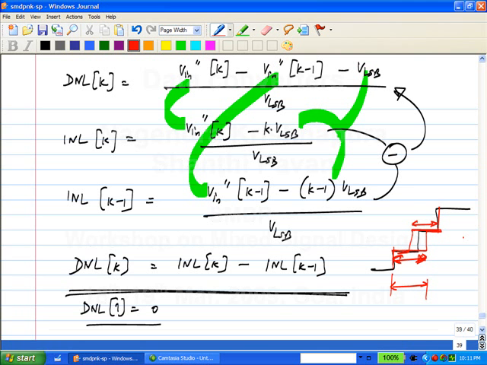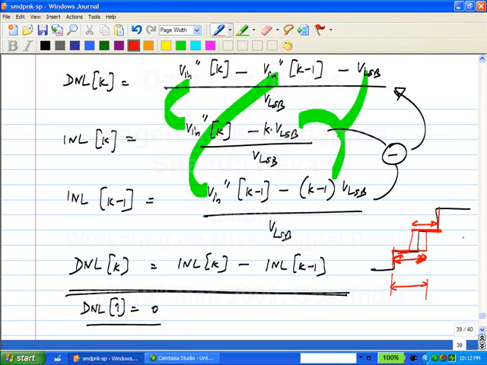Yeah. But the only thing is there may be other types of fitting. What we did was we made the first transition coincide with the first ideal transition, and the last transition coincide with the last ideal transition, and took the errors in the middle. This type of fitting is known as endpoint fitting, because you fix the endpoints to the ideal values and then do it.